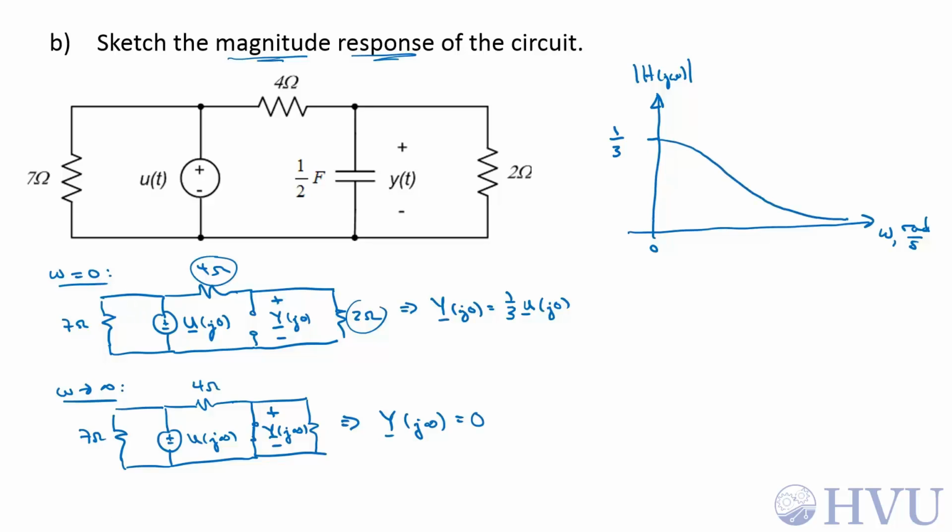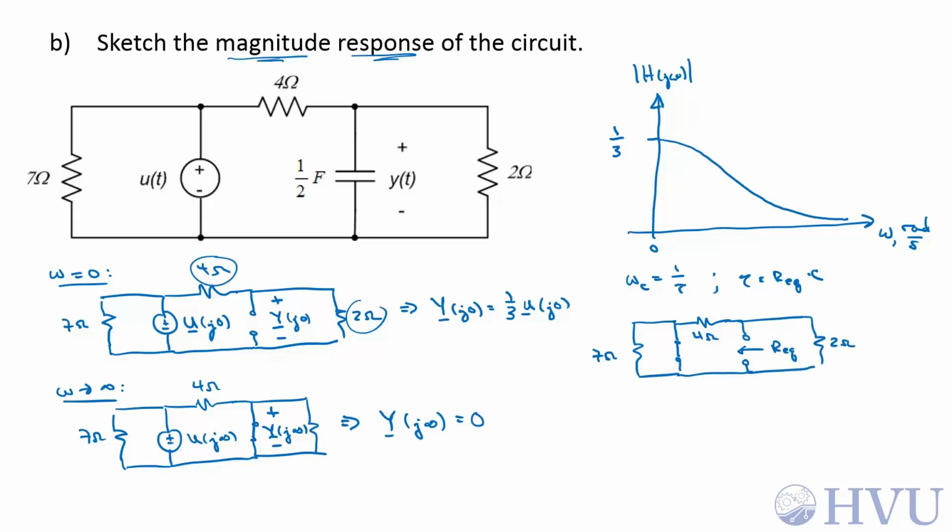Now we just need to find the cutoff frequency. Probably the easiest way to do that is to notice that for a first order circuit, the cutoff frequency is 1 over the time constant, and for an RC circuit, the time constant is the equivalent resistance seen by the capacitor times the capacitance. So let's find the equivalent resistance. We have a 7 ohm resistor, we short the voltage source, a 4 ohm resistor, these are the terminals that we're finding the equivalent resistance across, and a 2 ohm resistor.